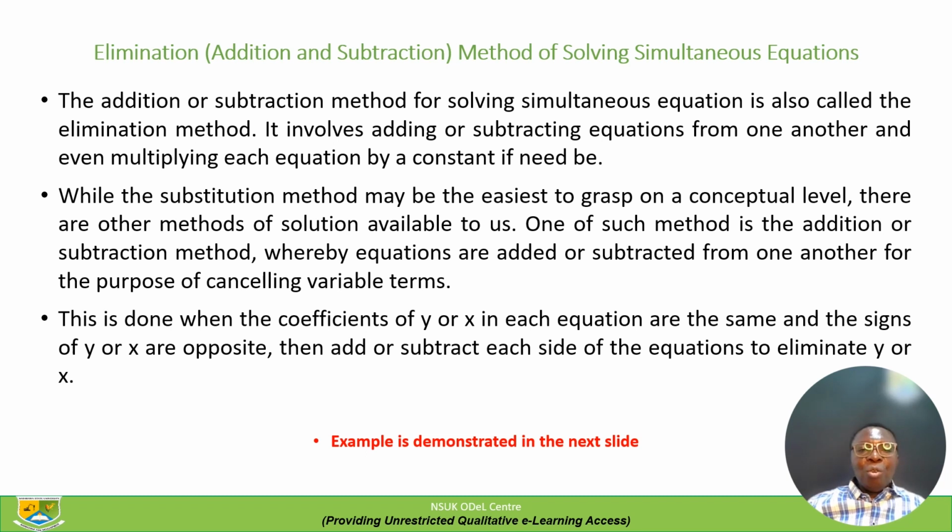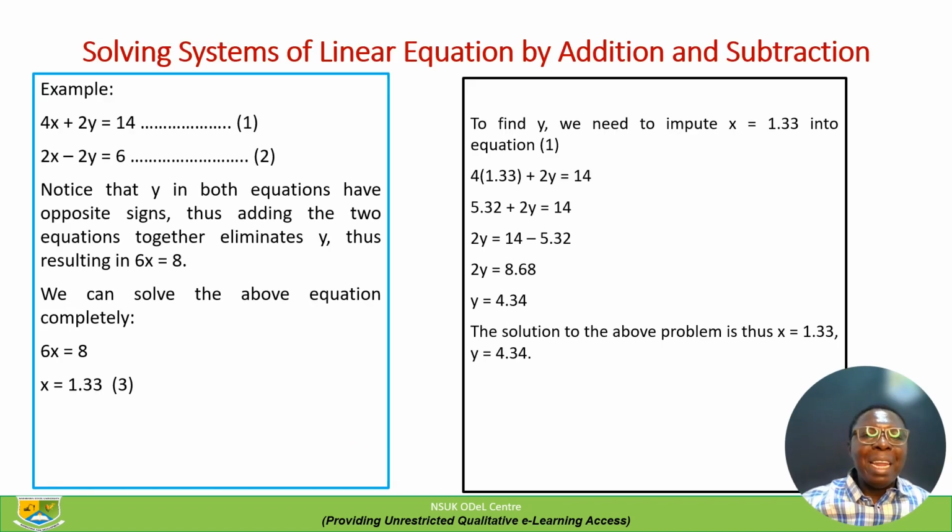This is done when the coefficients of y or x in each equation are the same and the signs of y or x are opposites. Then add or subtract each side of the equations to eliminate y or x, as the case may be. So let's demonstrate in the example from our next slides. So let's see solving systems of linear equations by addition and subtraction.